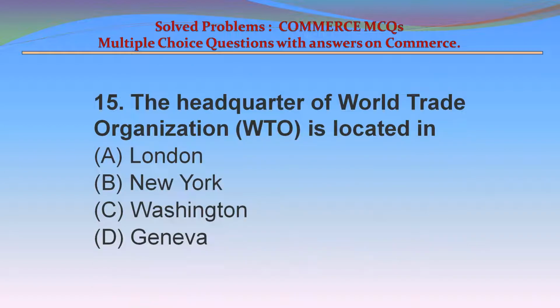15. The headquarters of World Trade Organization is located in option A, London; option B, New York; option C, Washington; option D, Geneva. Answer option D, Geneva.